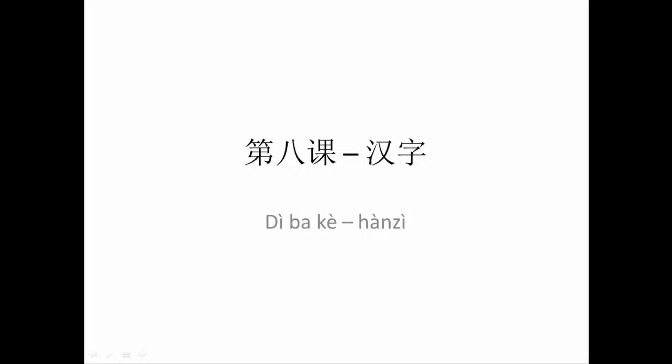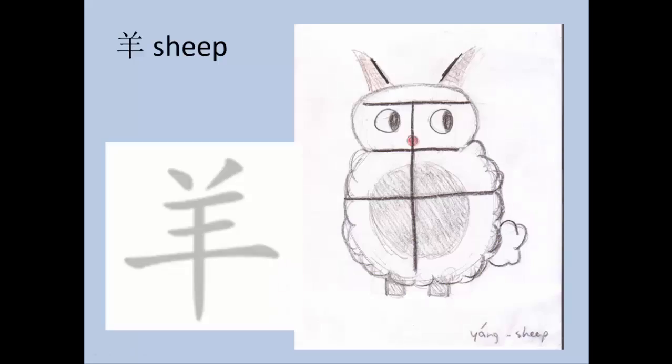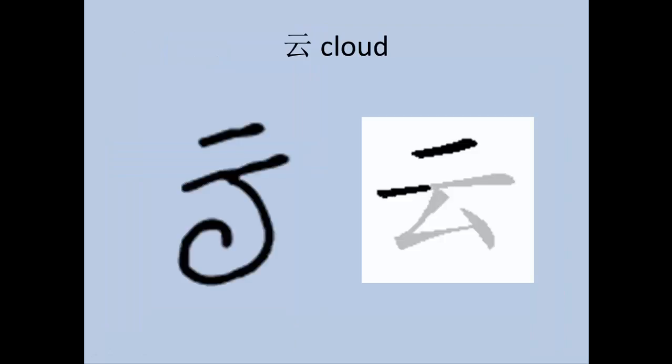第八课汉字 Lesson 8 Characters. The first radical you should copy on the side of your character tracing page is yáng, sheep. First, you draw the 2 antlers, or horns rather, then the 3 ribs, and finally the spine of the sheep. The next radical is cloud, yún.